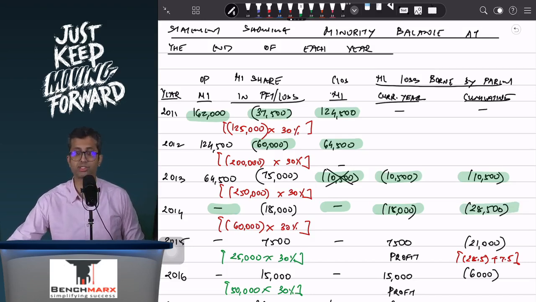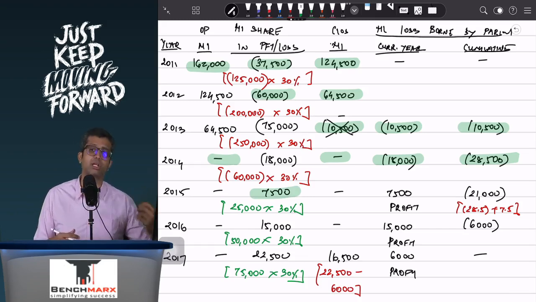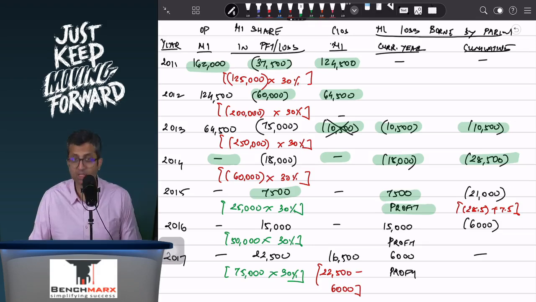Now, S registers a turnaround and earns 50,000. Now, out of this 50,000 into 30%, 15,000 is attributable to the minorities. Hold on. 25,000 and not 15,000. 25,000 into 30%, that is 7,500 is attributable to the minorities. Now, I cannot give it to minorities because parent has a balance owed by us, and hence this 7,500 will be taken up by the parent out of the 28,500, and hence you will be left with around 21,000.